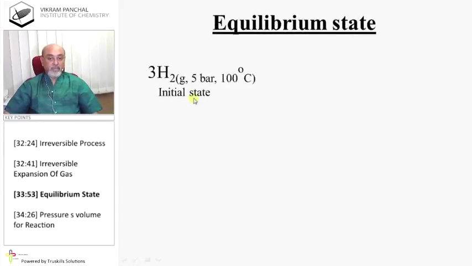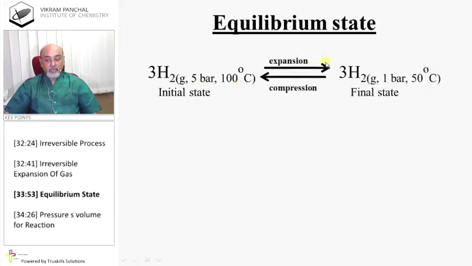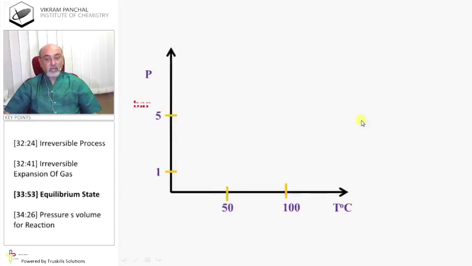Equilibrium state. Let us take an example: hydrogen gas, 3 moles, 5 bar pressure, 100 degrees Celsius, initial state. Expansion takes place and the pressure is converted to 1 bar. So see, pressure decreases, therefore it is expansion, temperature decreases, final state. So forward is expansion, reverse is compression. It is a closed system. Now we plot pressure versus temperature of this reaction. The initial state is this, A, where the temperature is 100 degrees Celsius and pressure is 5 bar.